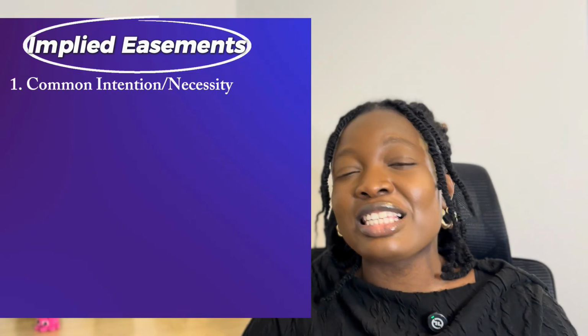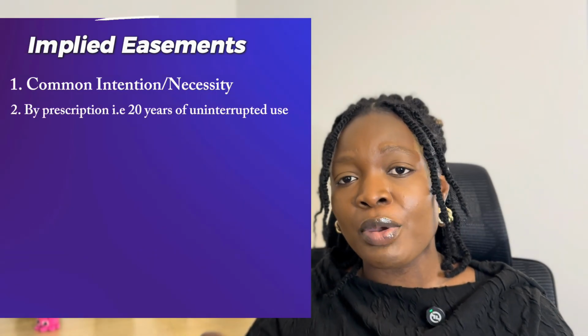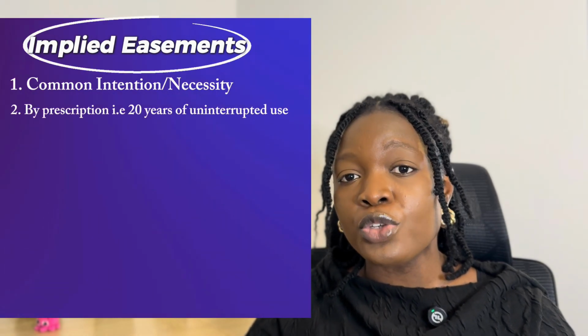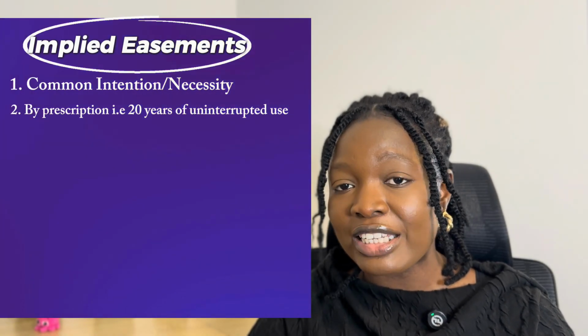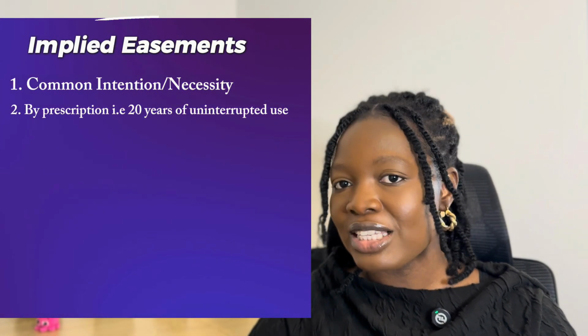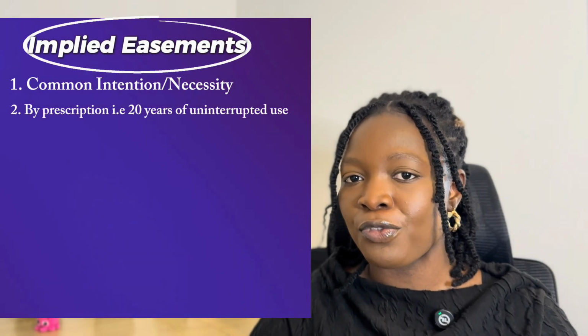The next form of easement is an easement by prescription. An easement by prescription is formed by continuous use for a period of 20 years. An interrupted use for a period not exceeding 1 year does not hinder an easement by prescription from being formed.